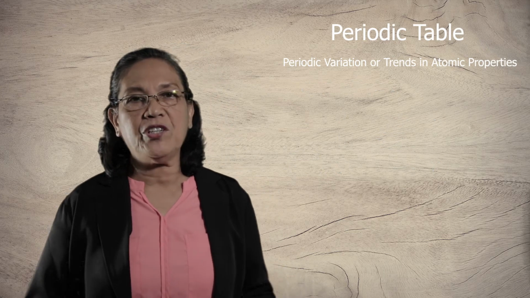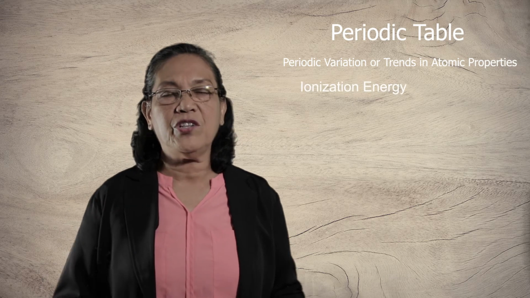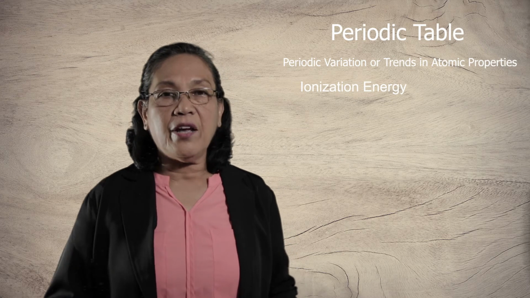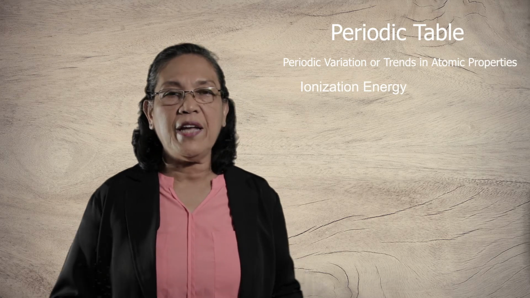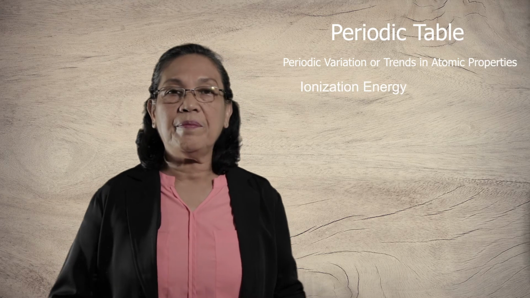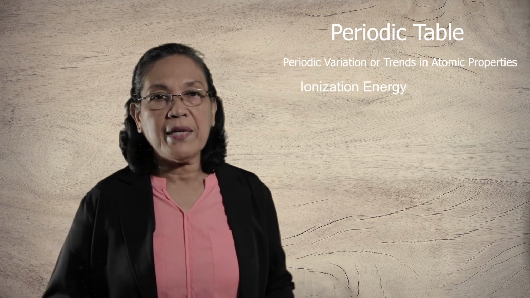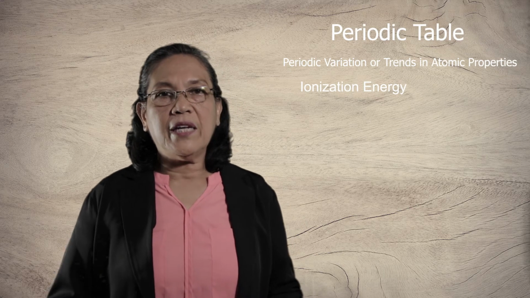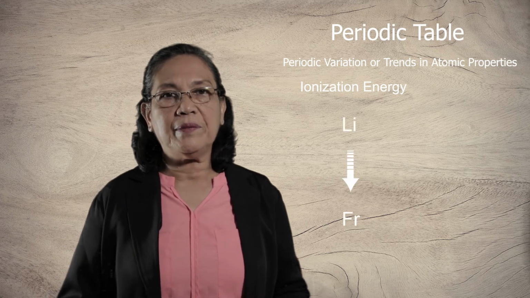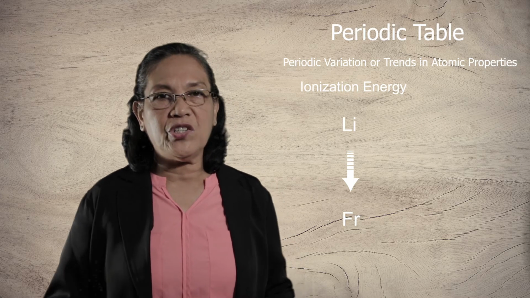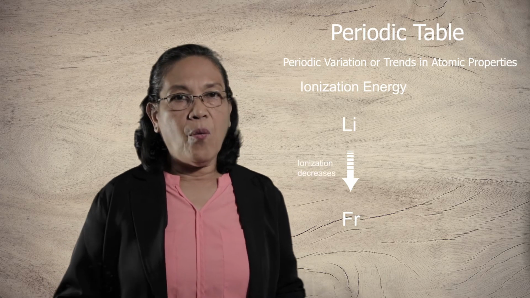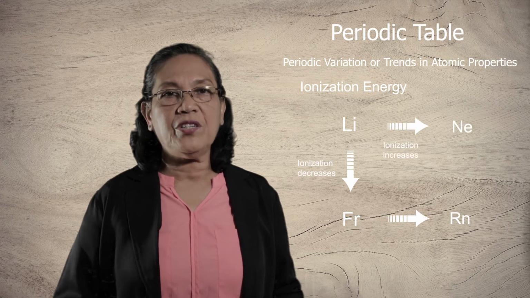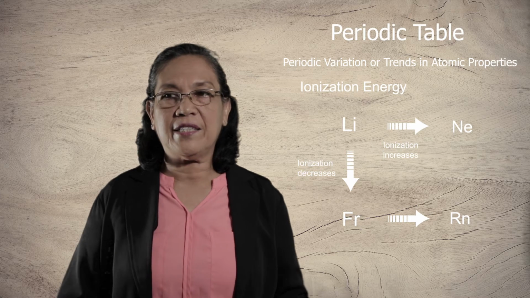Another periodic variation is the ionization energy. Ionization energy is the energy required to remove an electron from the atom in order to form a cation, or a positive ion. Now, take note that as you go down the periodic table, the ionization energy decreases, while as you go across the periodic table, the ionization energy increases.